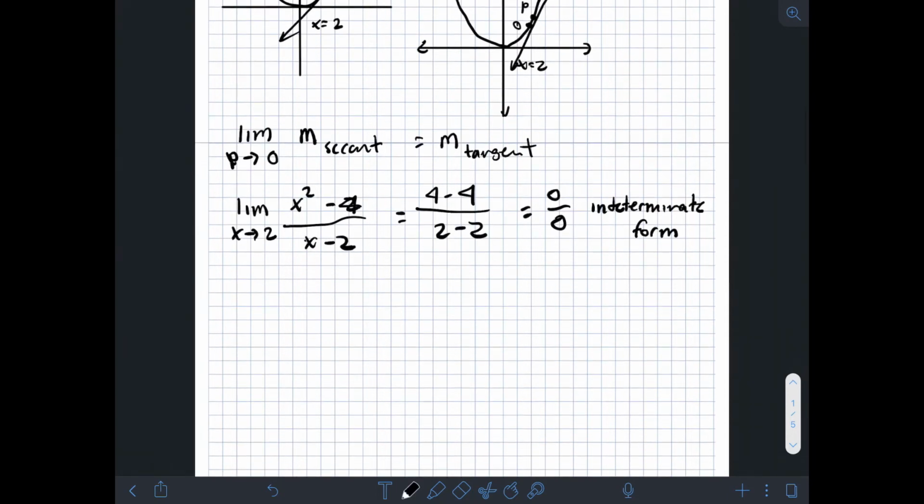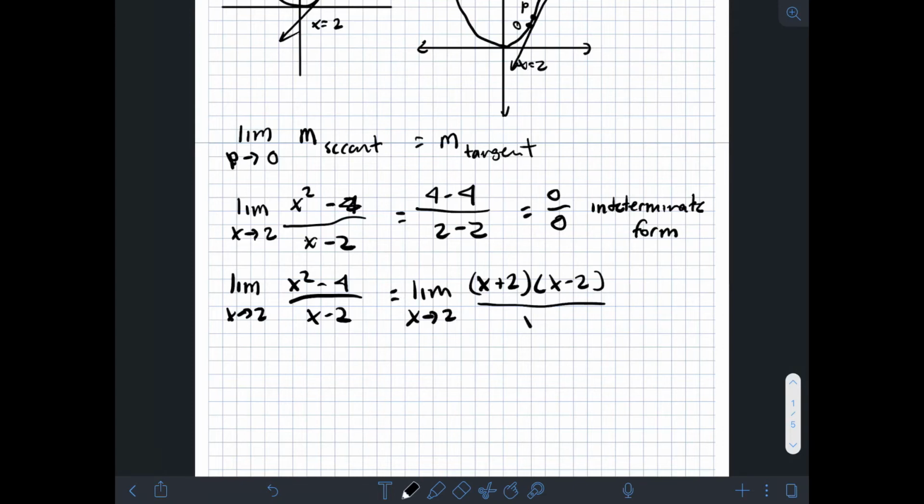I'm going to rewrite this limit. So we have the limit as x approaches 2 of (x squared minus 4) over (x minus 2). And let's try to manipulate this so that we don't get 0 over 0 next time. So from what I see, looking in the numerator, we can factor out a difference of squares. So I'm going to rewrite this, and we get (x plus 2) times (x minus 2) over (x minus 2). And we have the same term on the top and the bottom, so we can cancel these out.